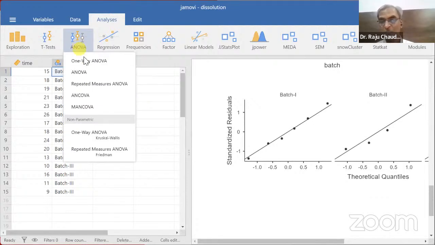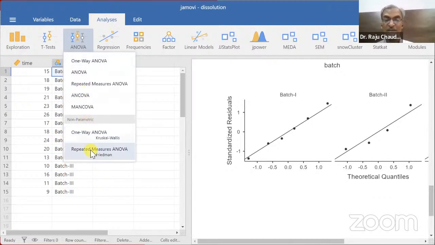So go to ANOVA and we have one-way ANOVA. If your data is classified with respect to two criteria, you can go for the general analysis of variance. Then if we have analysis of covariance, where some other variable is also there, we can go for analysis of covariance. So these are different ANOVA techniques, right?